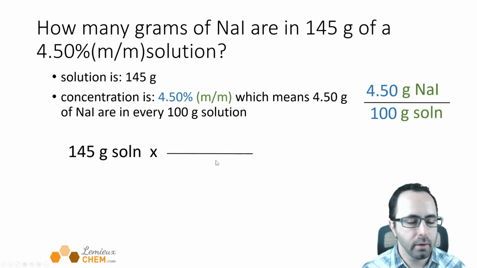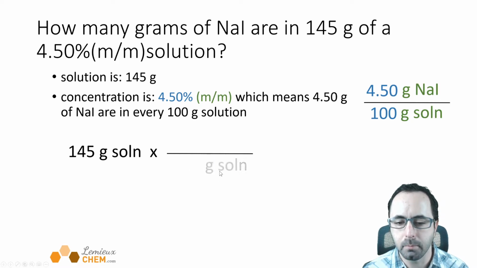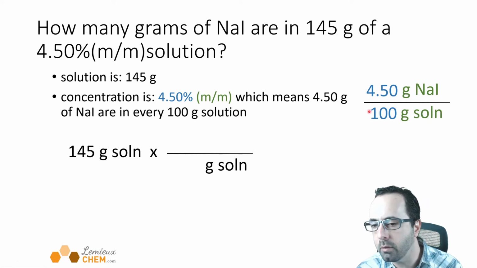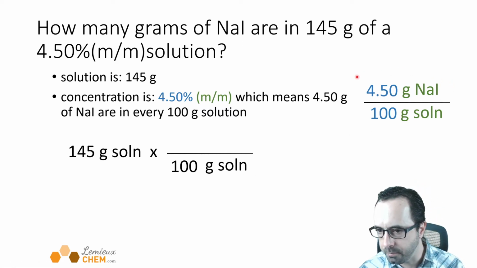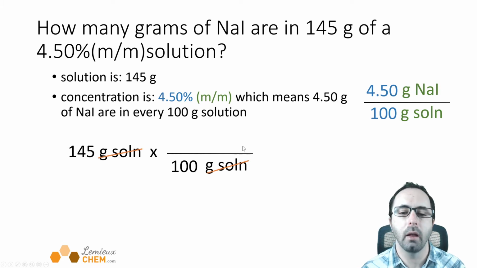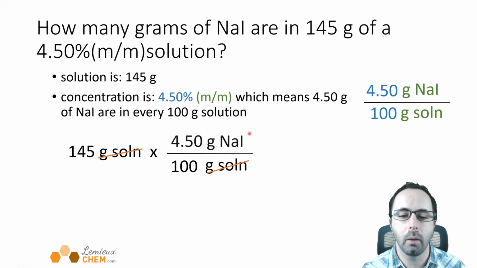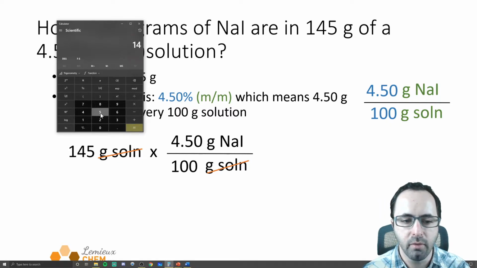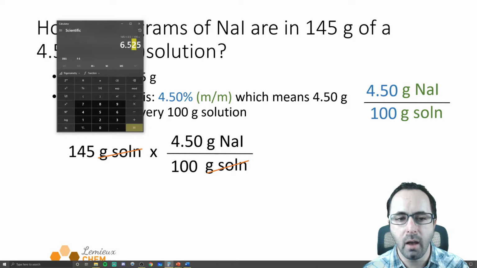So now, like every single conversion, we look at the unit here and we make sure that the same unit goes down here. It's going to be grams of solution. Then we look at our conversion factor and see, what number goes with grams of solution? It's 100. So I put the 100 there. Well, then what's on the other side? 4.50 grams of sodium iodide. So that's going to go on top. Our grams of solution cancel, and 4.50 grams of sodium iodide go on top. And now we calculate 145 times 4.5 divided by 100 equals, and we get 6.52 here.